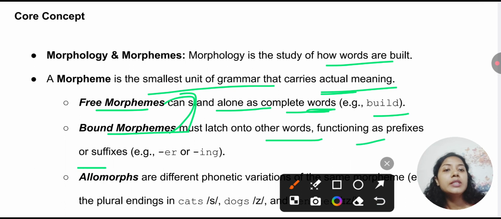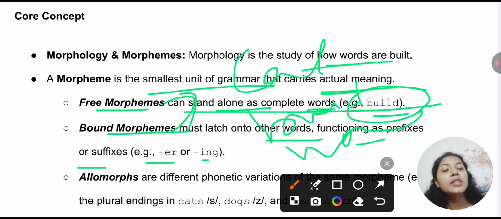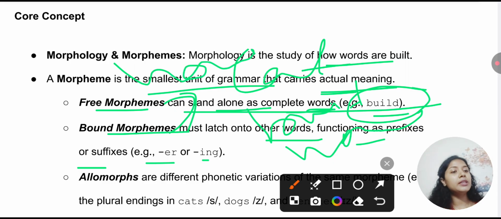Functioning as prefix or suffix. So bound morphemes, majorly you can understand, are prefixes and suffixes, which cannot be independent and stand alone and give meaning the way free morphemes give, like the words cat, home, house, brother, sister, teacher. These are the free morphemes, they are giving the proper meaning. But bound morphemes like un, in, ir, ing require a free morpheme to form the complete words.